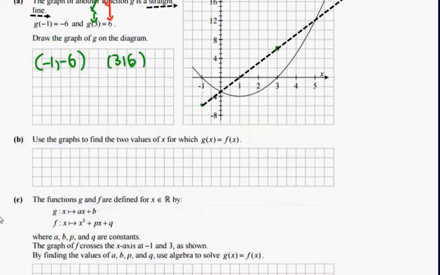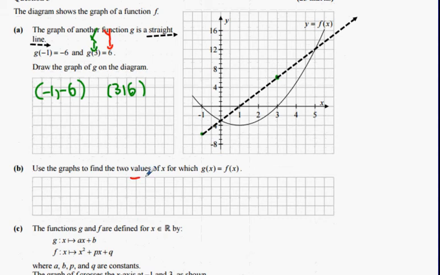Use the graphs to find the 2 values of x. It specifically wants x. It wants to know where g of x equals f of x. Where do they equal each other? Here and here. What are the x values for them? What's the x value here? No, that's the y value. 0 is the x value, and the x value for the other one? 5. So x equals 0 and x equals 5 are the 2 x values where the 2 graphs are equal to each other.